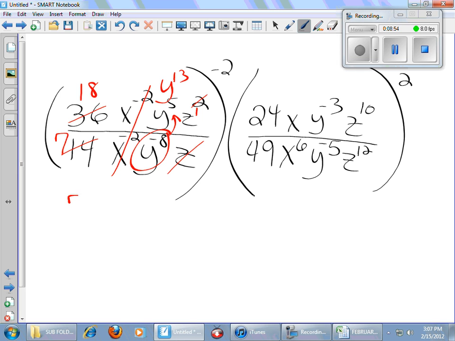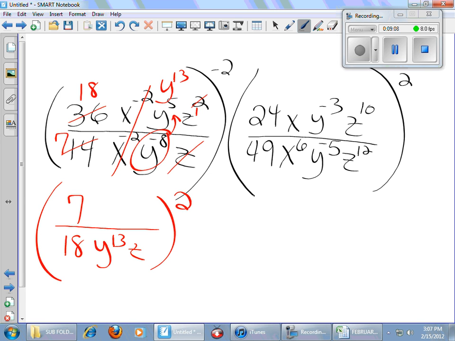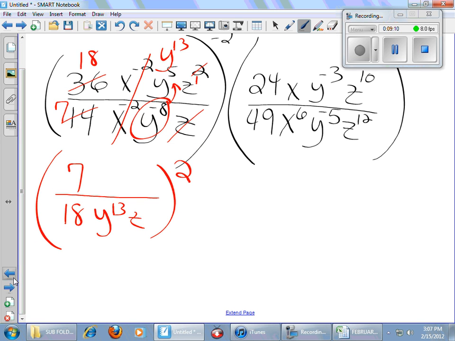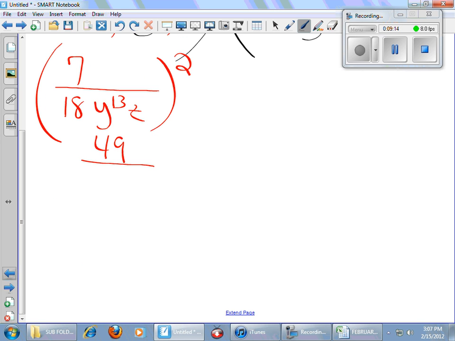So I'm going to have 7, and then nothing else in my numerator. My denominator will be 18. The x's are gone. I'll have a y to the 13th, and then I'll have a z, and I have to still square that. Okay, I can go ahead and square it, and I'll get 49 in my numerator, and my denominator will have a y to the 26th and a z to the 2nd. And 18 times 18, I think, is 324 last time I checked.